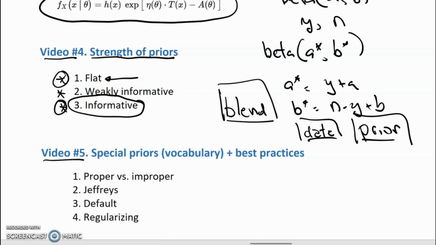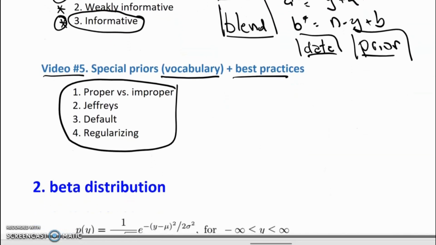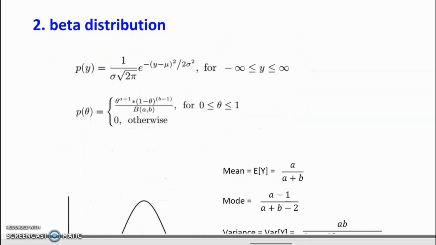The 5th video has 2 parts. One is vocabulary, and there's some of the terminology that we're going to see, and then best practices. So those are the remaining videos that we're going to have this week. And now what I want to do is move on to the beta distribution. And one way to think about that is to compare it with the normal distribution.